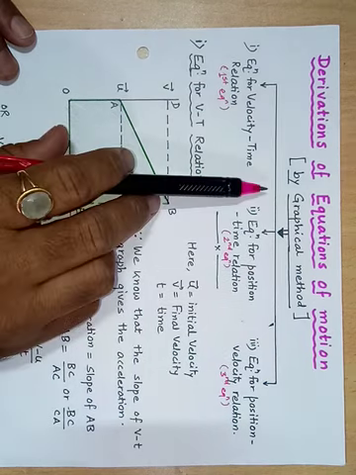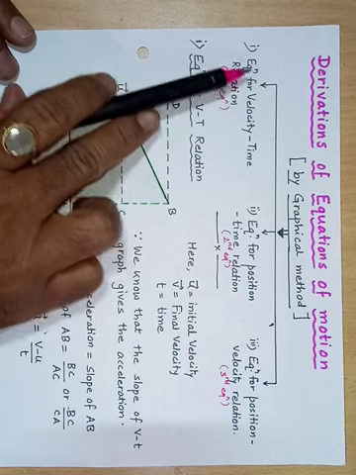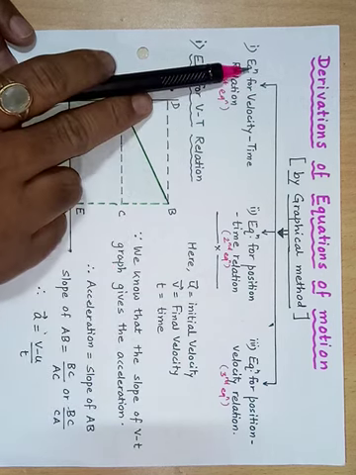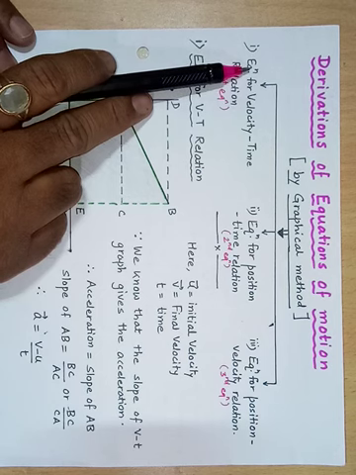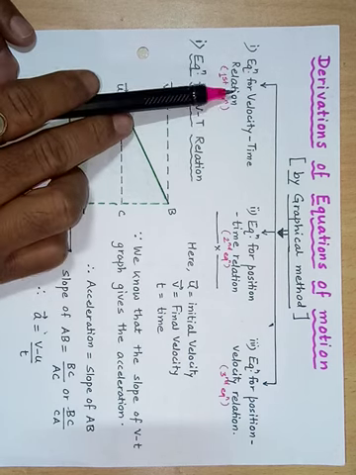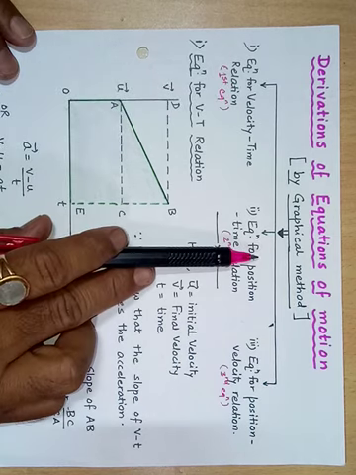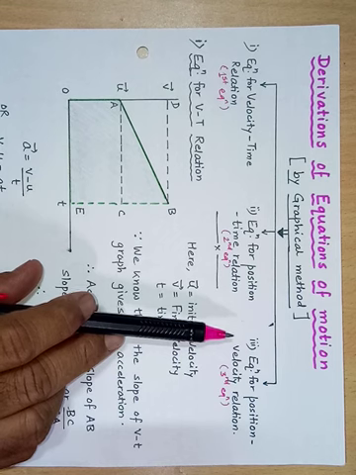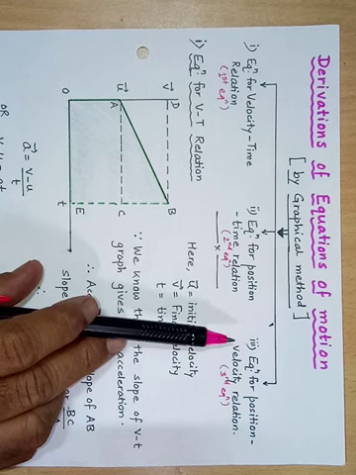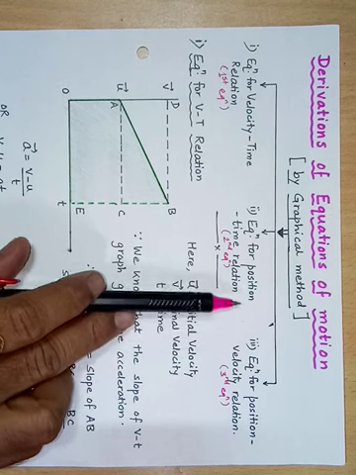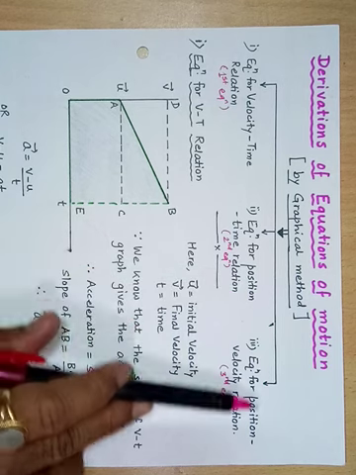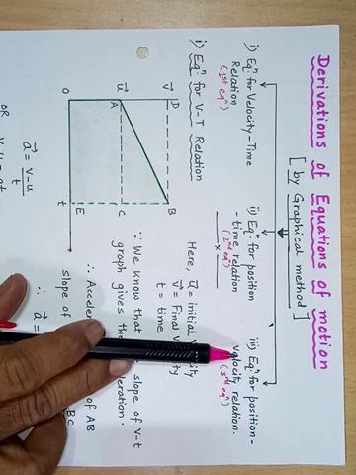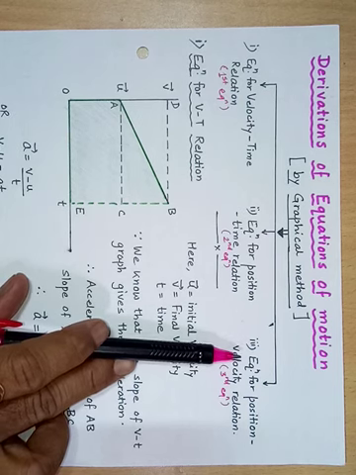So overall, in these derivations of equations of motion, we will try to understand all these three equations of motion with three different types of graphs. Although you are very well acquainted with all types of graphs, because in graphical representation I told you about the nature of the velocity time graph, the nature of position and time graph. Also the position and velocity graph I have dealt with in graphical representation of the motion.